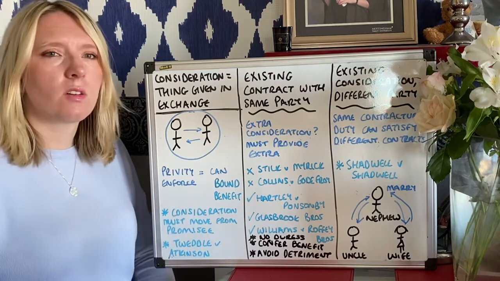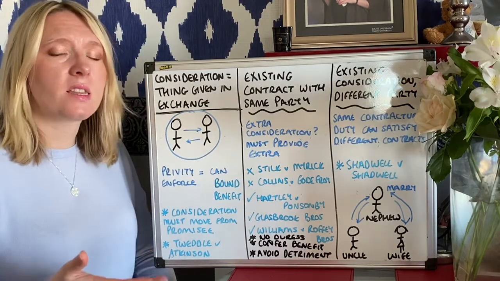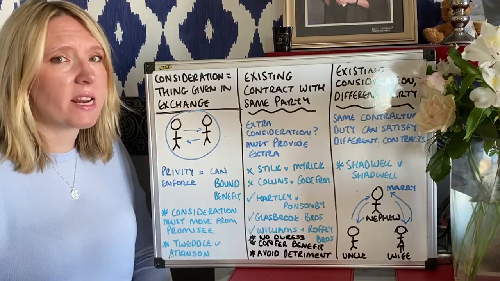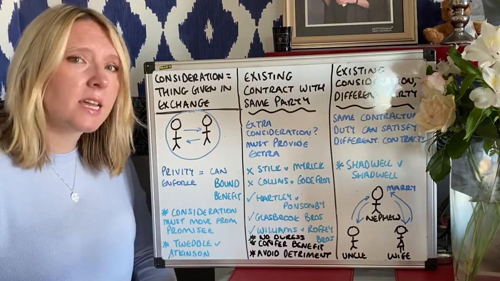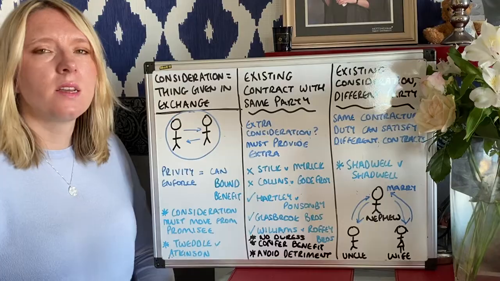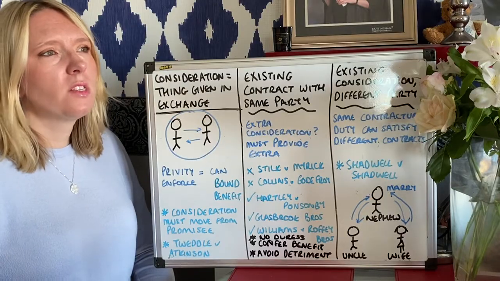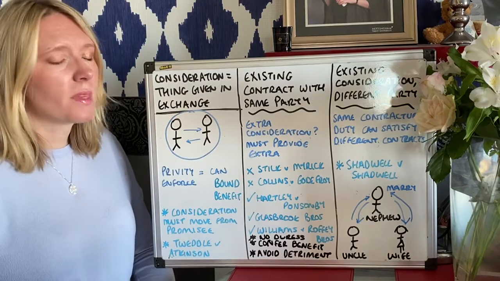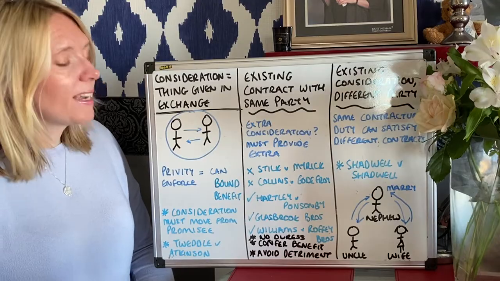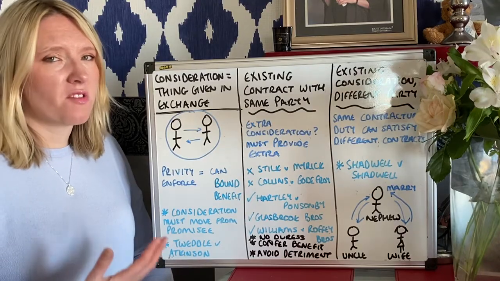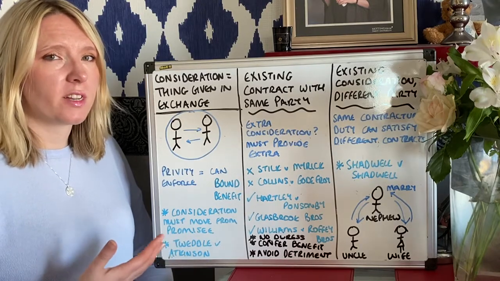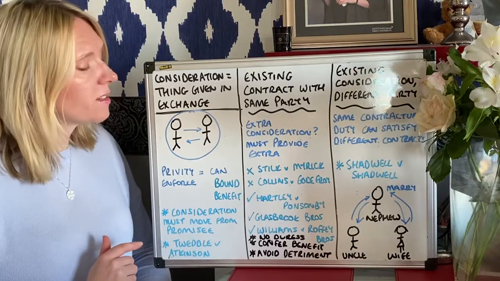In Collins versus Godfrey, the police officer was not doing anything on top of what he was already obliged to do as part of his contract. He had to go to court as a witness, and that's what he got paid his wages for, so he wasn't doing anything extra. It's where they've gone above and beyond, or the nature of the work has changed, that you're more likely to be successful.